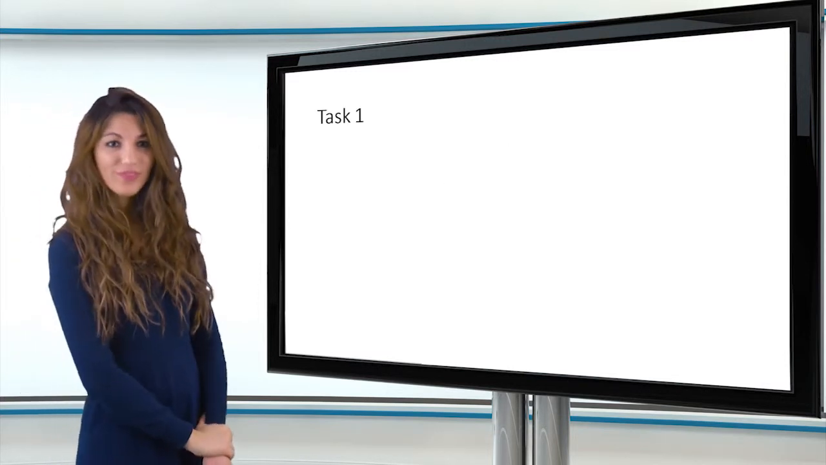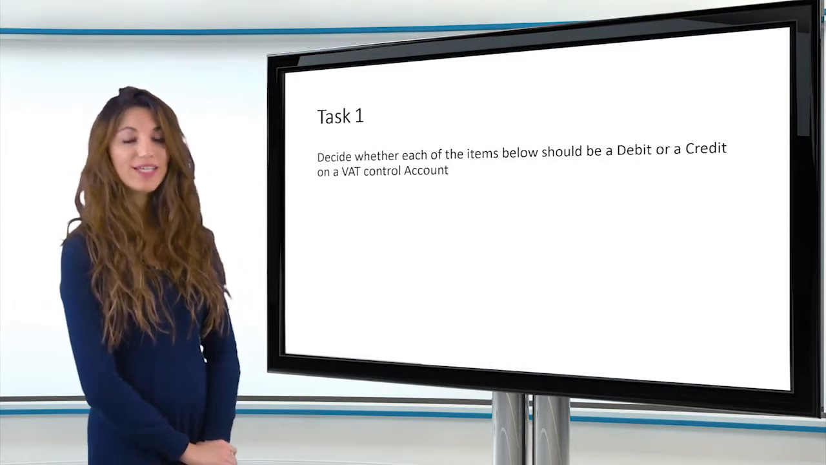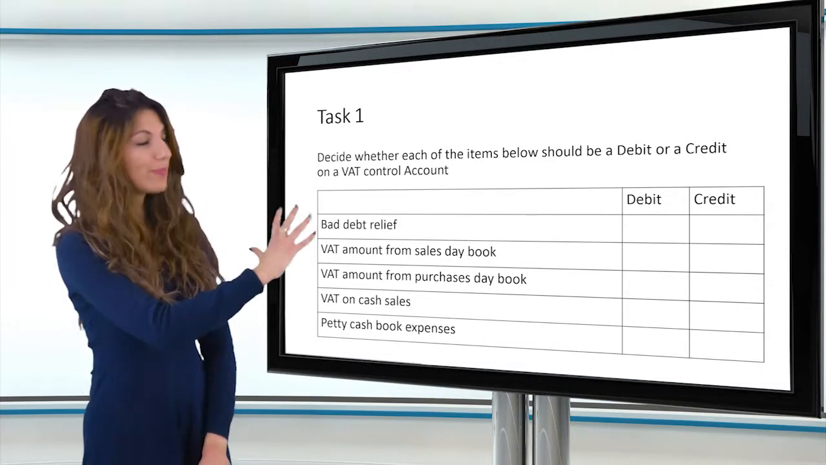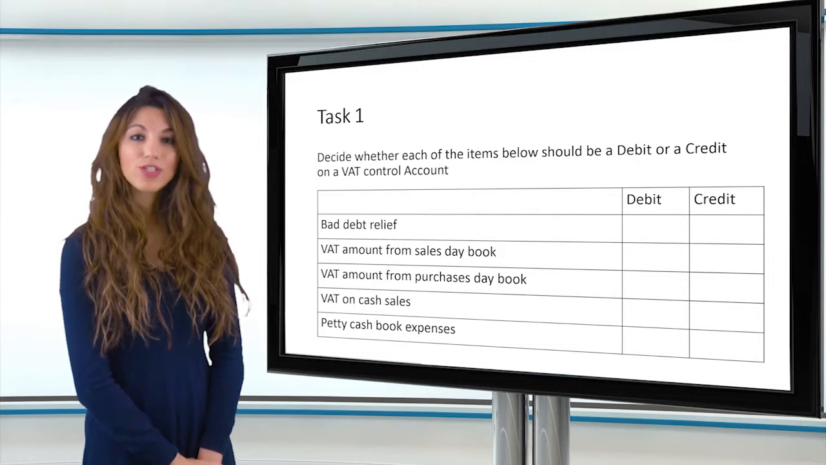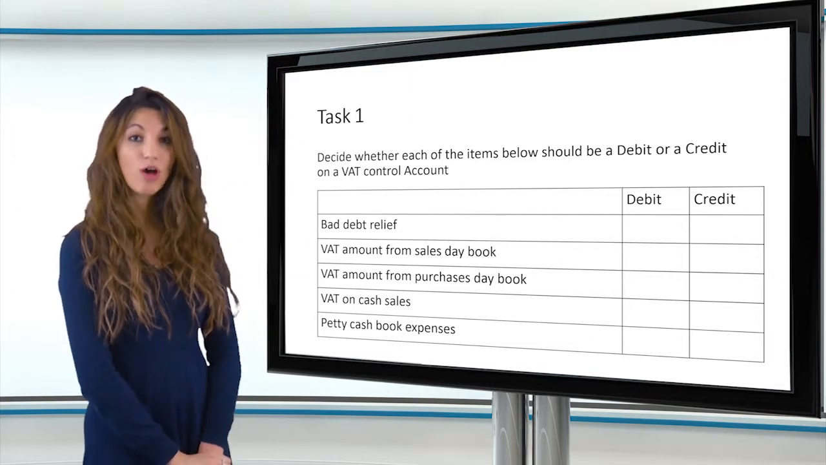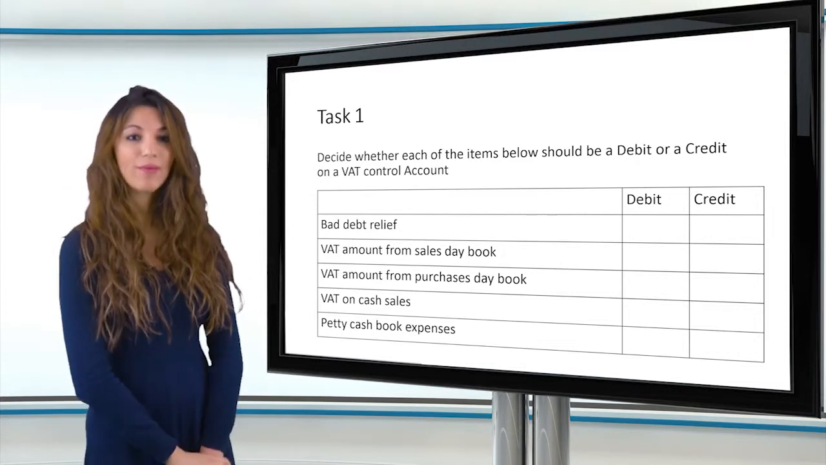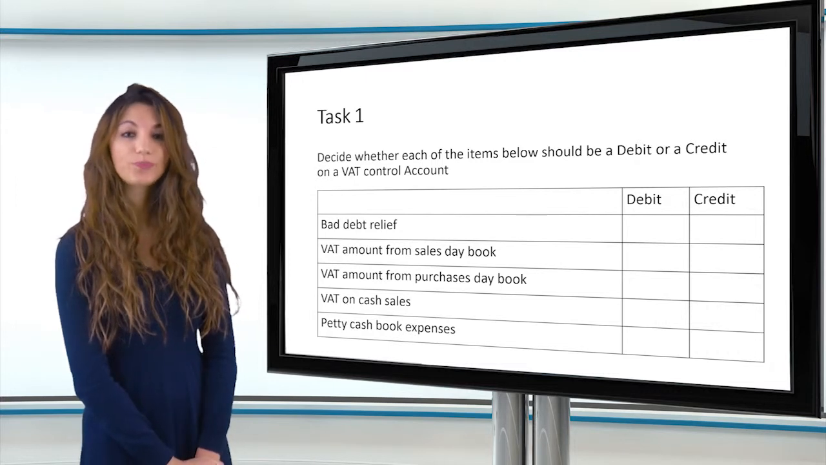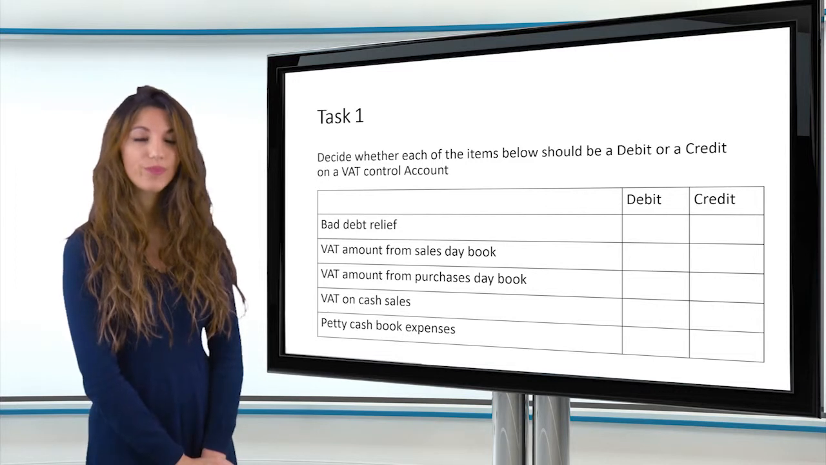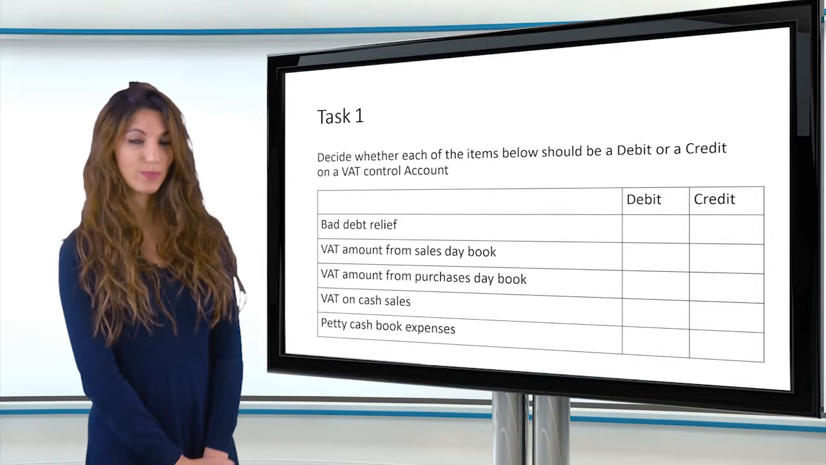Task number 1. Decide whether each of the items below should be a debit or a credit on the VAT control account. We've got here debit and credit columns, and we've now got the different items that will appear on that VAT control account. We have bad debt relief, we have VAT amount from sales daybook, we have VAT amount from purchases daybook, we also have VAT on cash sales and petty cash book expenses.